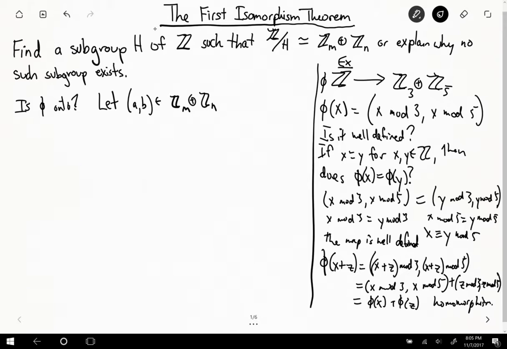Well, think about what happens if we have a being in Zm, so a mod m, and we have b mod n. So that means a is equal to some mk plus a, or I shouldn't write a. Let's rewrite this.